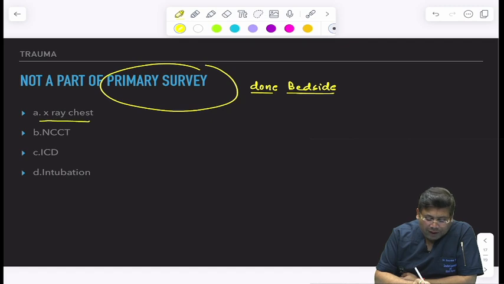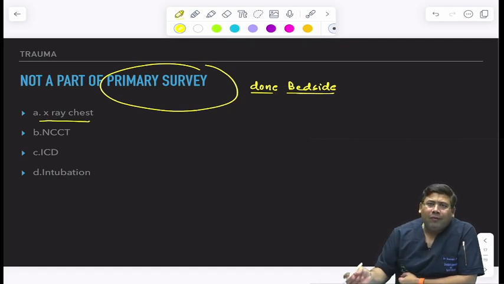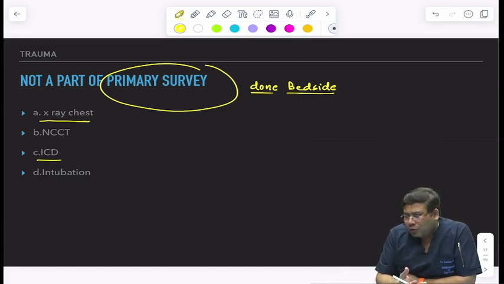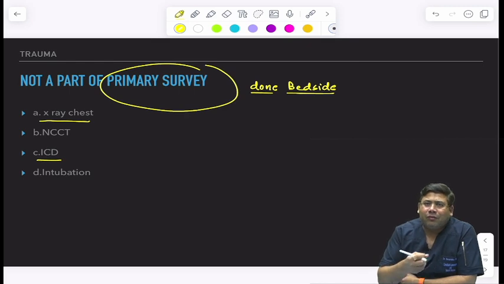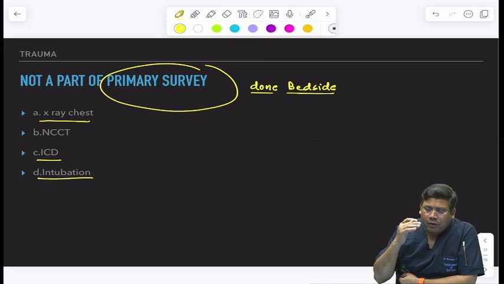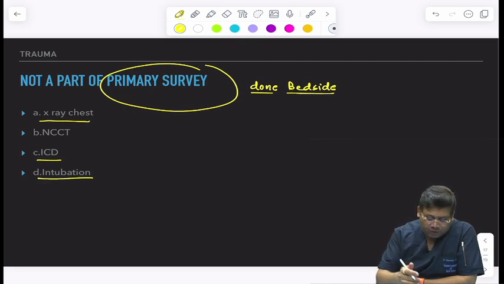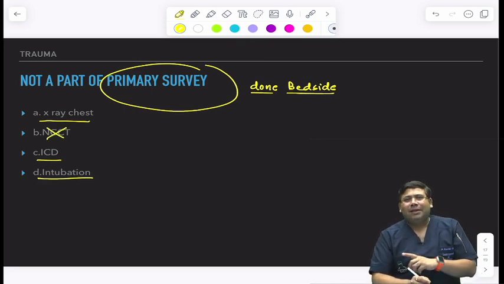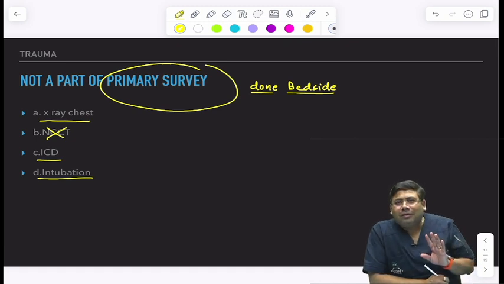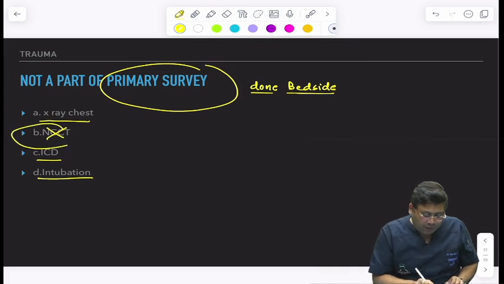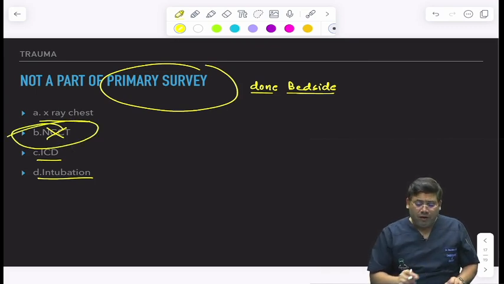So will you do x-ray chest? Yes, bedside x-ray has to be done to see whether it's a pneumohemothorax or whether there are fractures etc. Intercostal drain insertion, tube thoracostomy has to be inserted in certain cases of pneumohemothorax. Intubation if the patient is showing progressive desaturation. Bachche, NC-CT, CT cannot be done bedside, so you will not consider this. Whatever you have to do, do it bedside. NC-CT is not a part of this. This is very very very important.